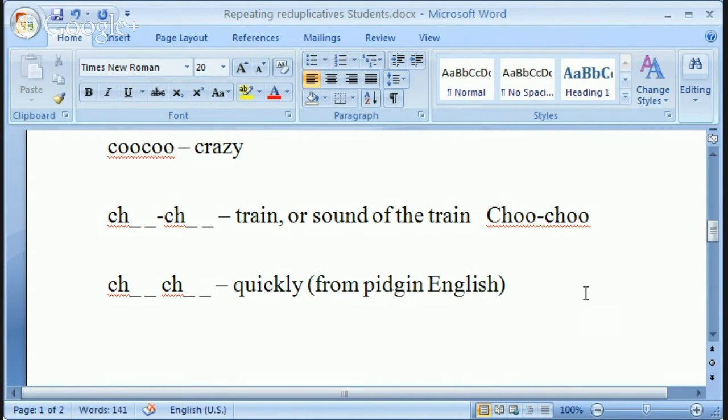Pidgin English. All right, this is interesting here. Pidgin English, Nader is asking, is basically a modified, simplified form of English, which was often used for trade, especially in Asia and the Far East. I think that this particular word we're looking at right now comes from the trade English that was with China. I think that's where it comes from. I could be mistaken. I'm not 100% sure. But I think so.